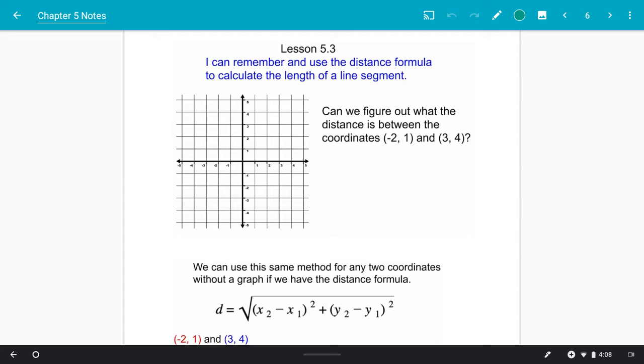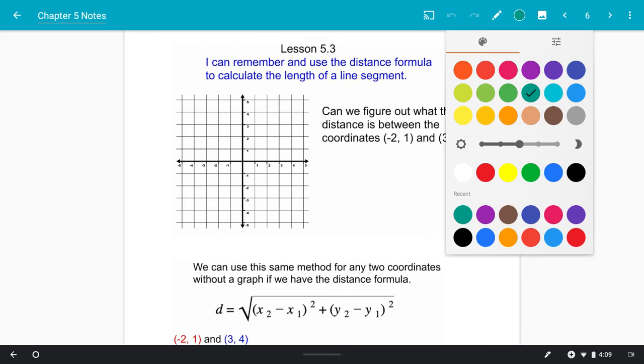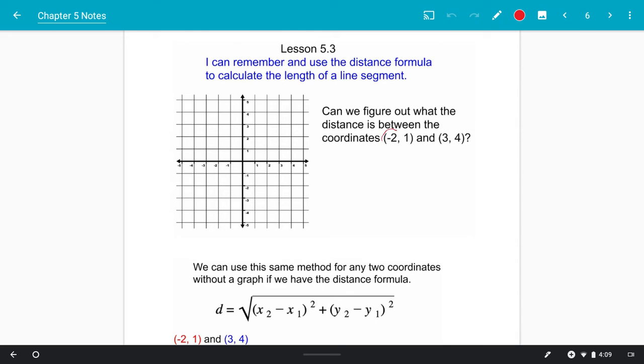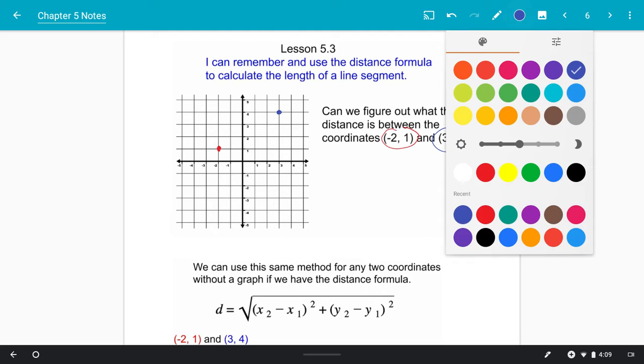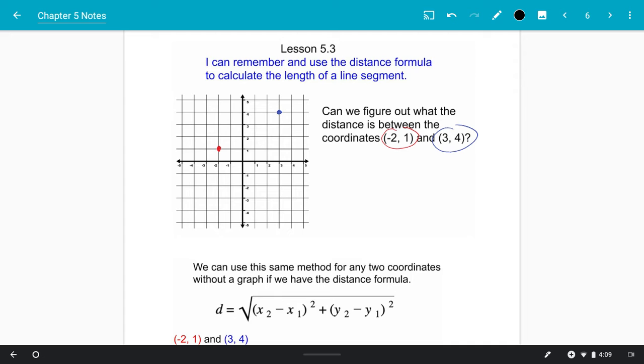The goal here is that you can remember and use the distance formula to calculate the length of a line segment. Basically, this question says, can we figure out what the distance is between the coordinates -2, 1 and 3, 4? So -2, 1, if we graph that, is right here. And then 3, 4, if we graph that, is right here. So the question is, how far apart are these two?